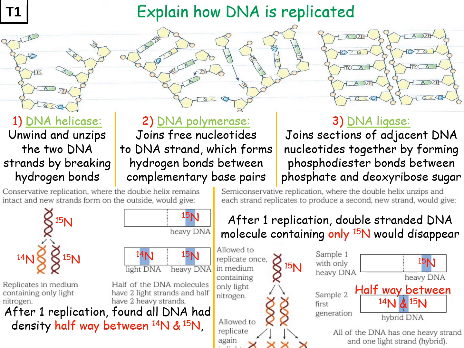And what they found through these experiments is that after one replication, all the DNA had a density halfway between nitrogen-14 and nitrogen-15. Therefore, DNA must replicate through semi-conservative replication, which is the second example. So this is proof that when DNA replicates, the two parental strands separate and then free DNA nucleotides are joined to each one to form newly synthesized daughter strands. So every DNA molecule will contain one old parent strand and one newly synthesized daughter strand.